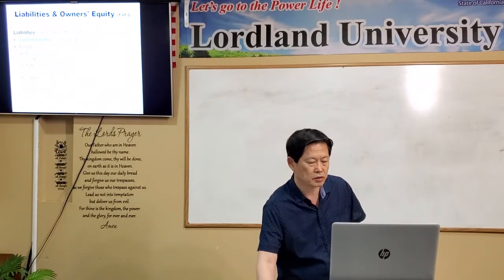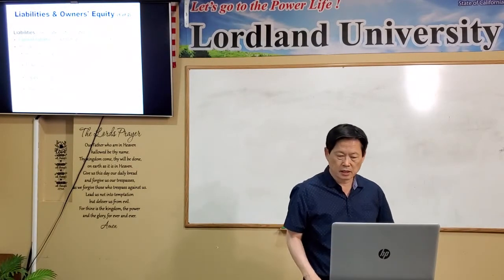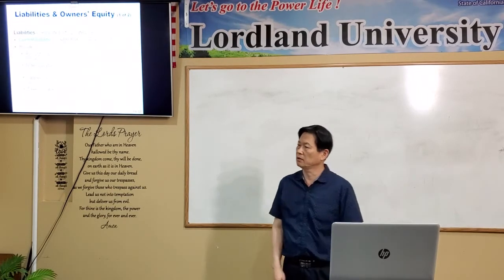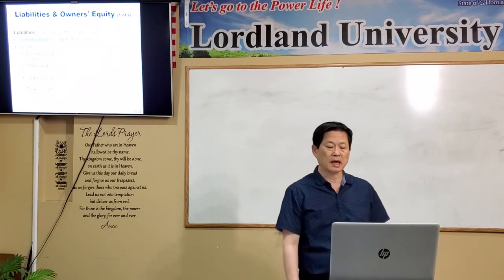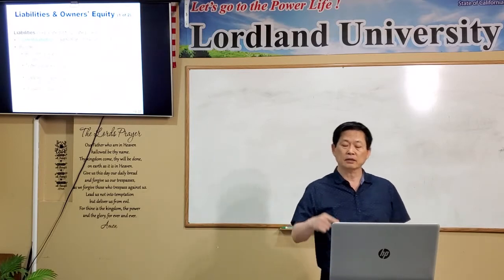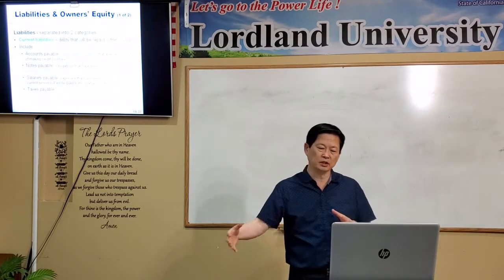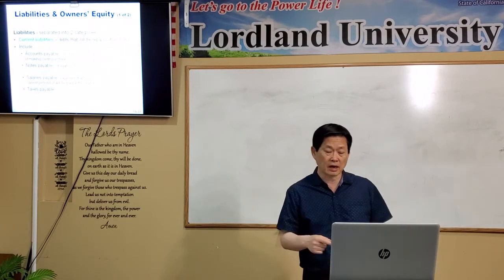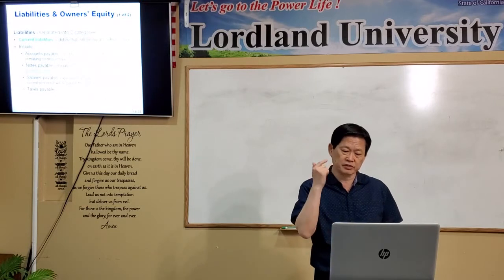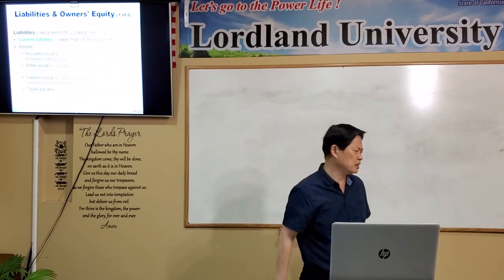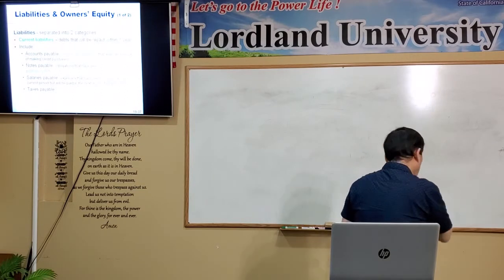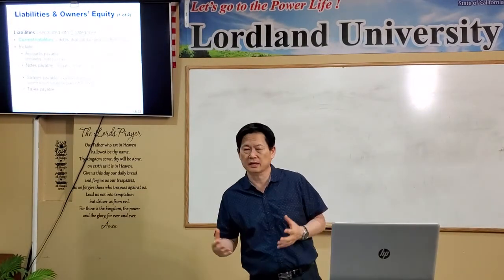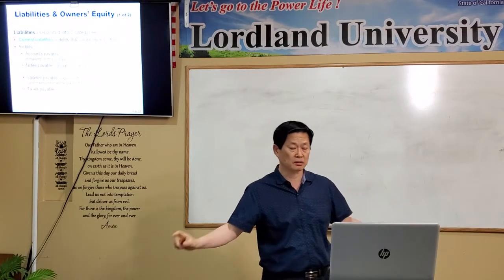Liabilities and owner's equity. Liabilities are separated into two categories: current liability and long-term liability. Current liability is a debt that must be repaid within 1 year. Current liabilities include account payable, note payable, salary payable, and tax payable. All payable accounts are categorized as current liabilities.